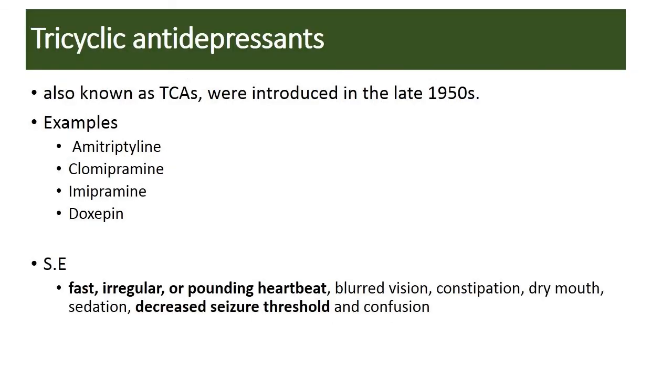Finally, we reach tricyclic antidepressants, which are another type of the first-generation antidepressants. Tricyclic antidepressants, also known as TCAs, were introduced in the late 1950s. A few examples of TCAs are amitriptyline, clomipramine, imipramine, doxepin. Some side effects of TCAs include fast, irregular, or pounding heartbeat, blurred vision, constipation, dry mouth, sedation, decreased seizure threshold, and confusion.